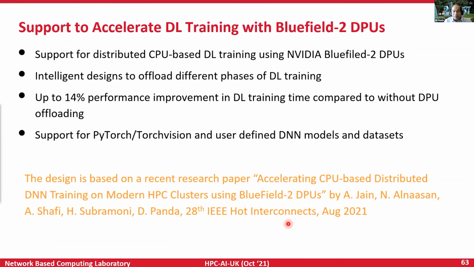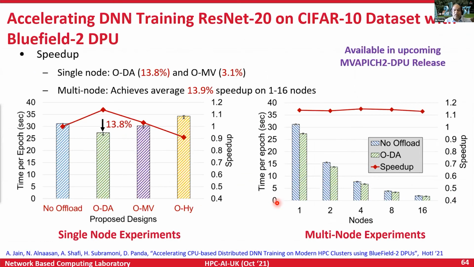We presented a paper here at Hot Interconnects 2 months back. You can take a look. Here are some of the numbers. You can see like this, the ResNet 20 DNN training with the Bluefield-DPU, even just with 16 nodes, okay? We are able to give you 14% improvement. Just on 16 nodes, the DL training can run much faster. So this is a release which will be coming out again in the MVAPICH2-DPU from the Excel side.